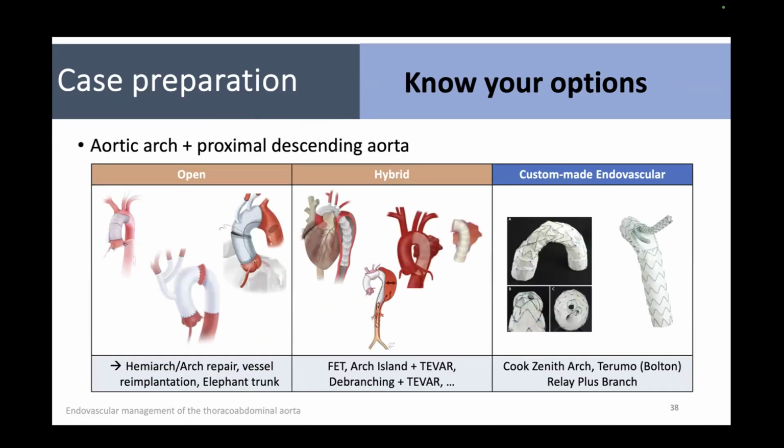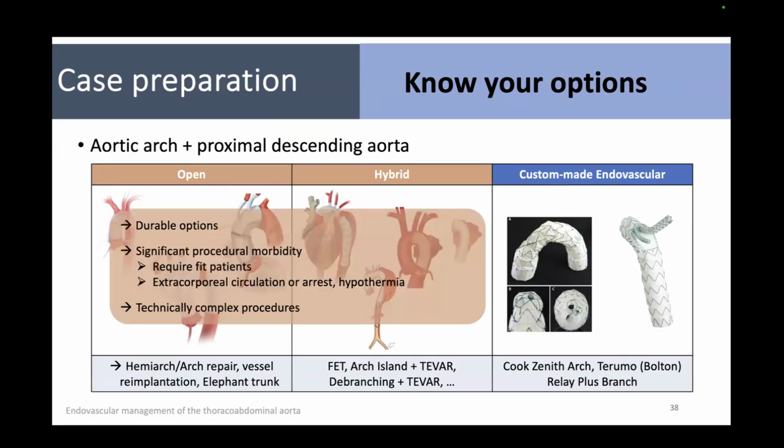Know your options. What you have as options is getting wider and wider at every passing year. So right now I tried to put everything that we have out there so you have a bit of an overview. Of course, you have all the open options for the ascending and the arch, and the hybrid options with frozen elephant trunks, with other grafts that you can put in place, or even elephant trunks that are still used as of today. These are the most durable options that you could think of, that's for sure, for the arch and for the ascending aorta. They, of course, propose a significant procedural risk.